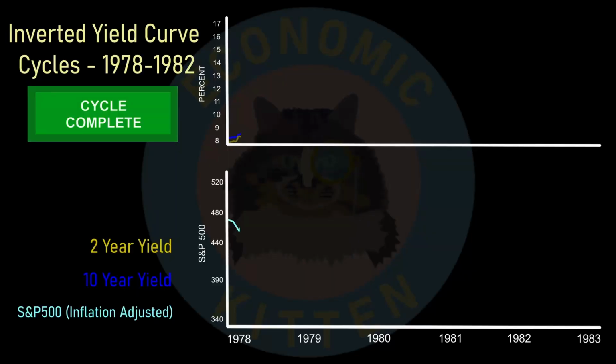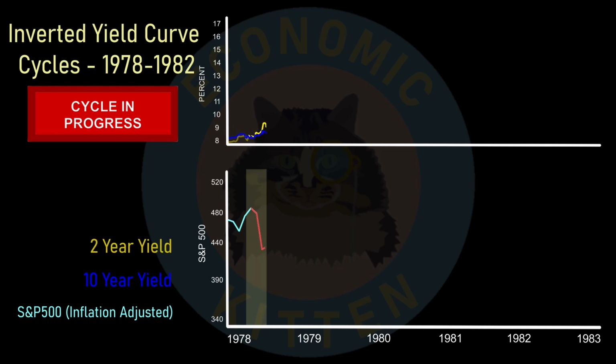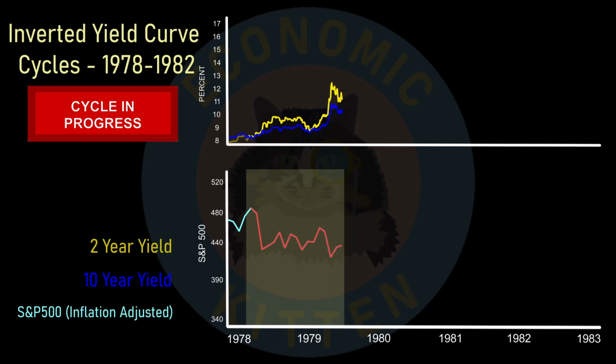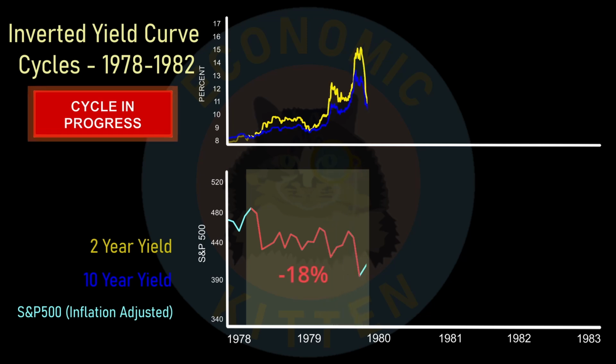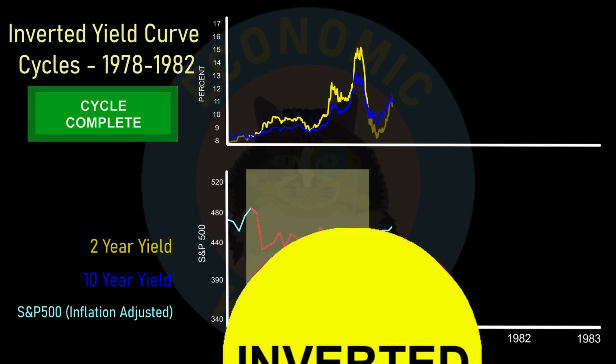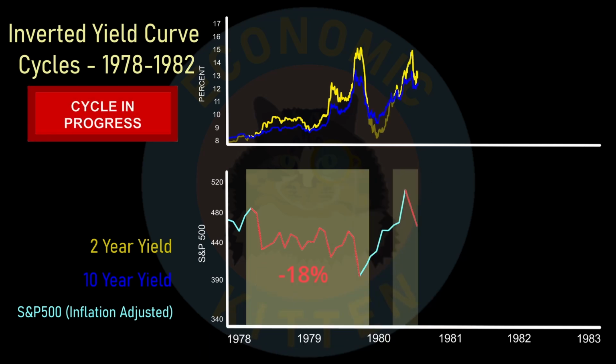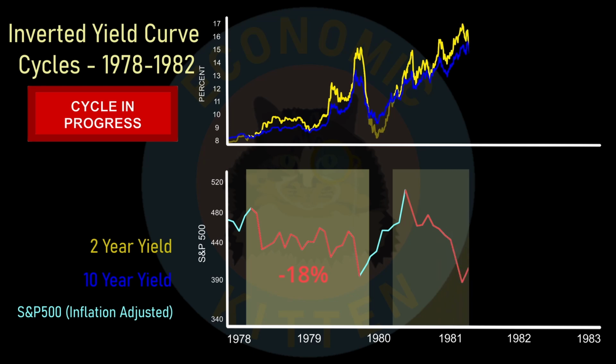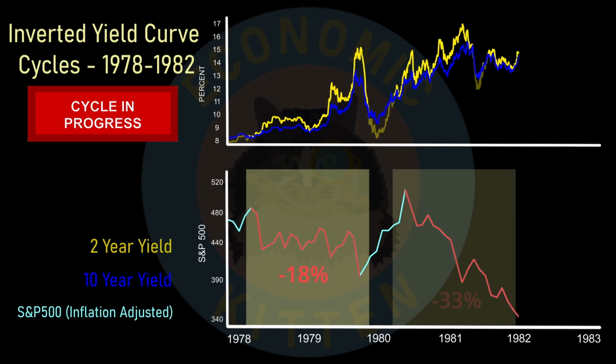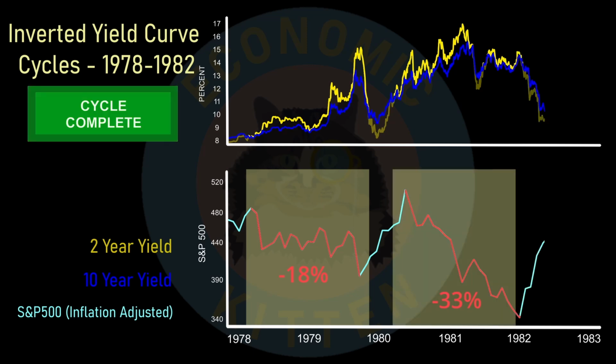The 2-year 10-year curve inverted in August 1978. The top chart shows this as the yellow line going above the blue and remained inverted until May 1980. The bottom chart shown in cyan is the S&P 500, and that from highs to lows of this inversion cycle lost over 18%.